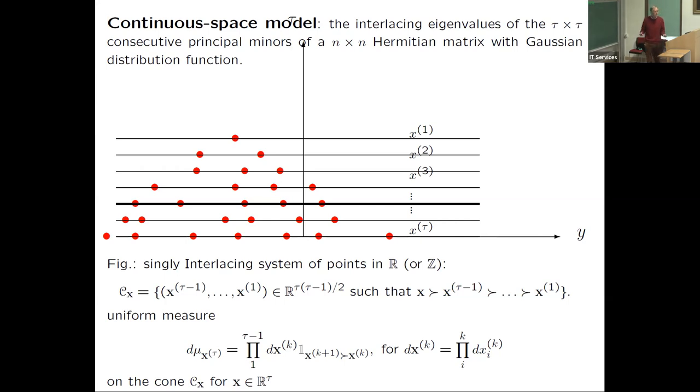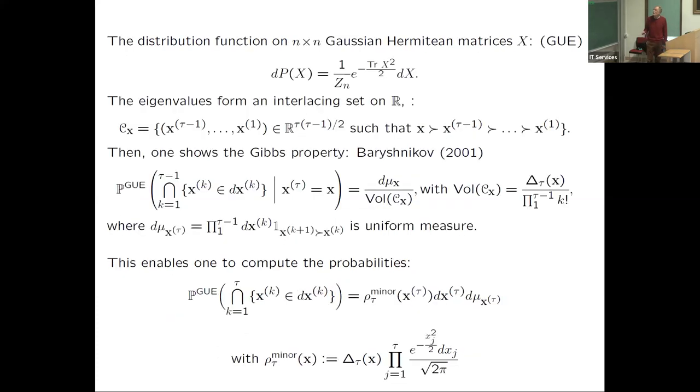Now, let me put the uniform measure on this cone here. That's simply Lebesgue measure times the interlacing. You have to respect the interlacing, okay? And of course that can be on the reals, or it can be on the integer numbers.